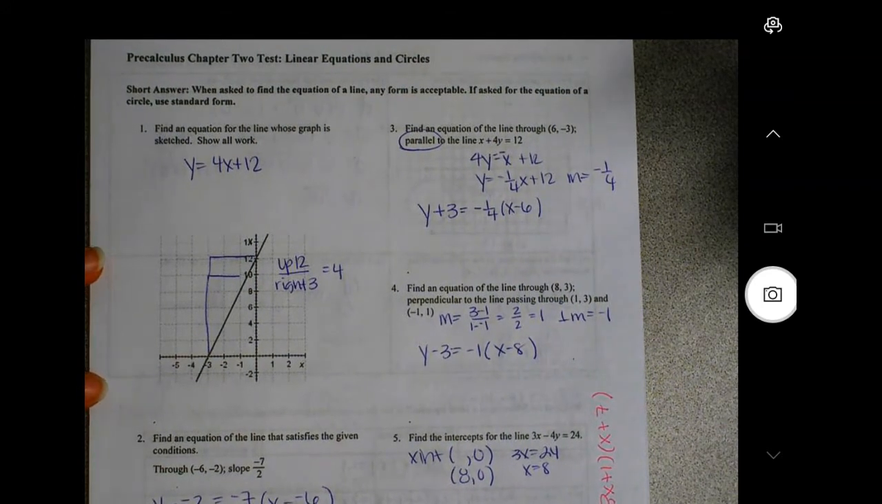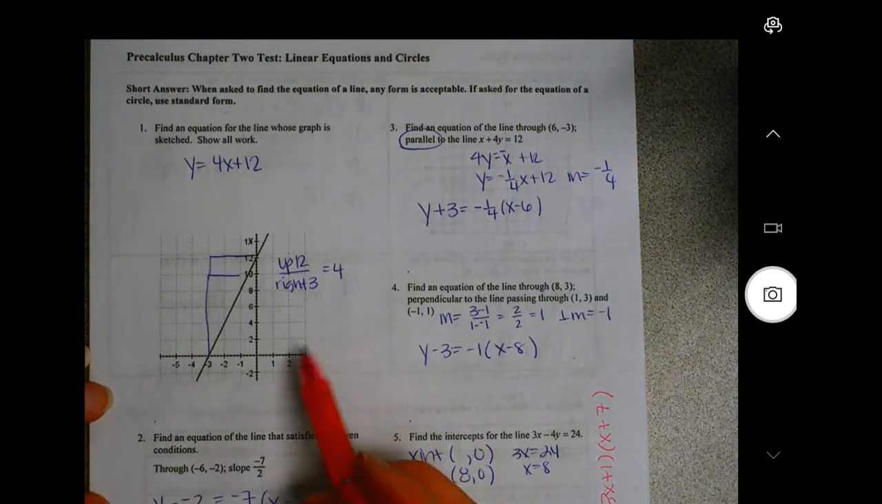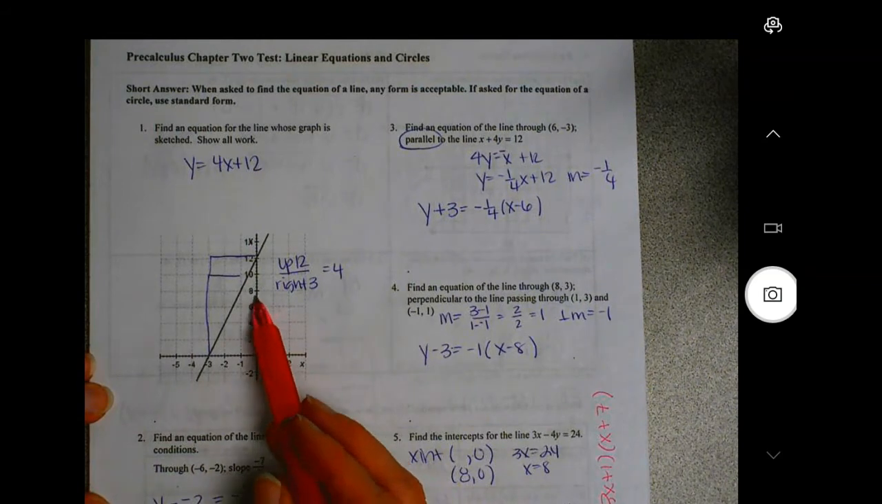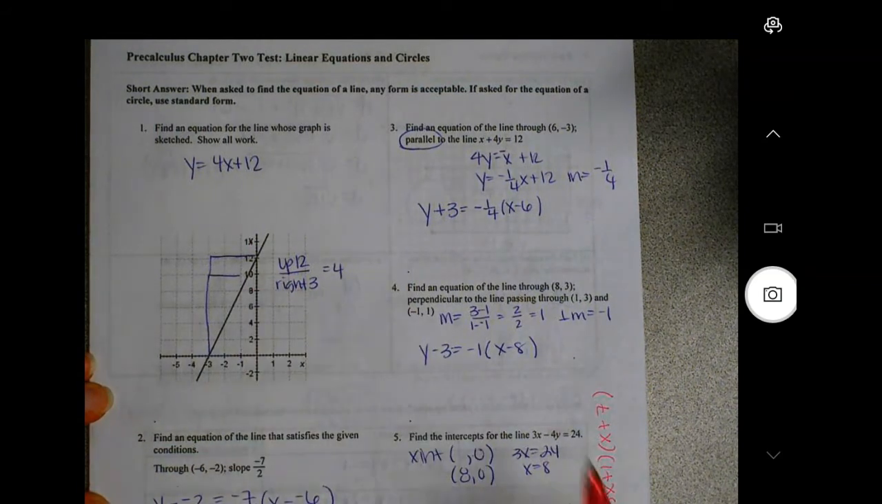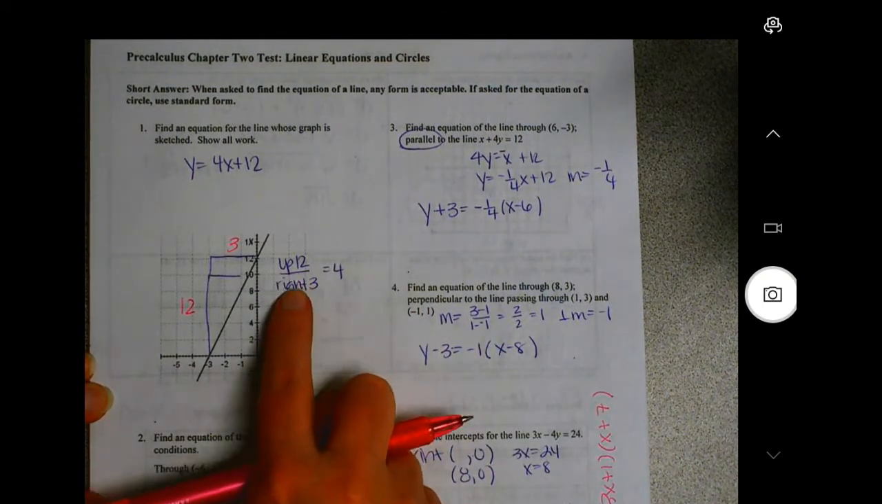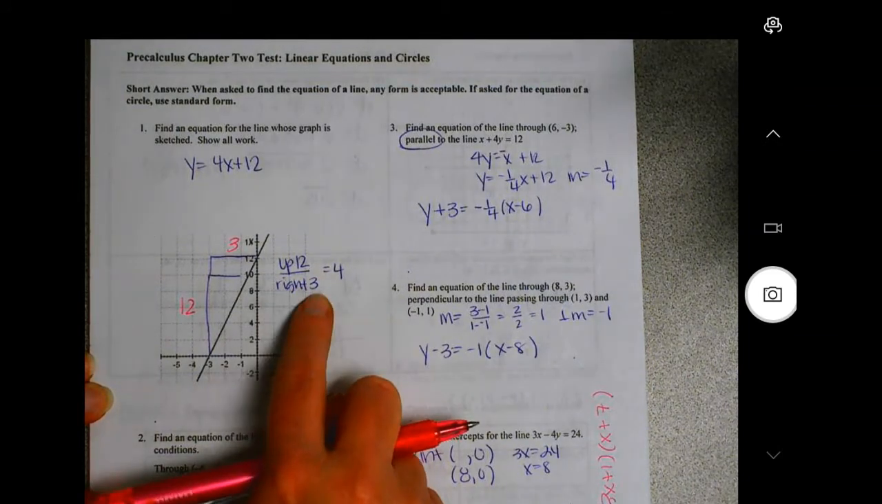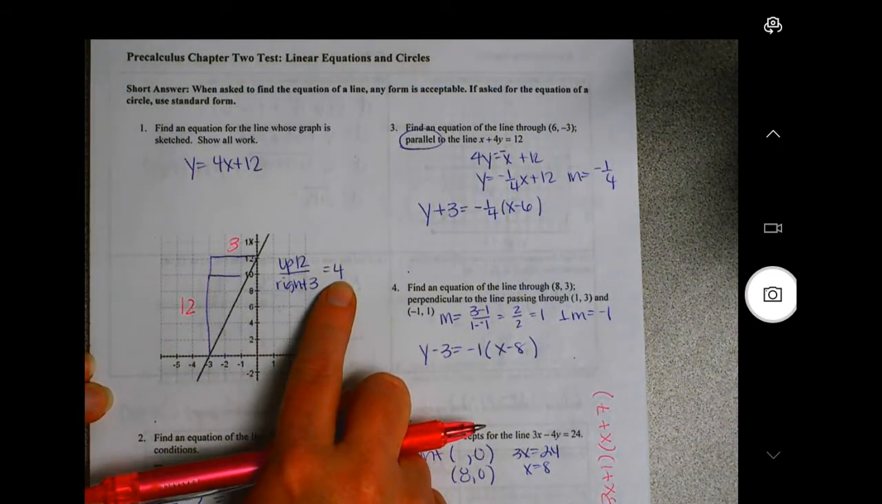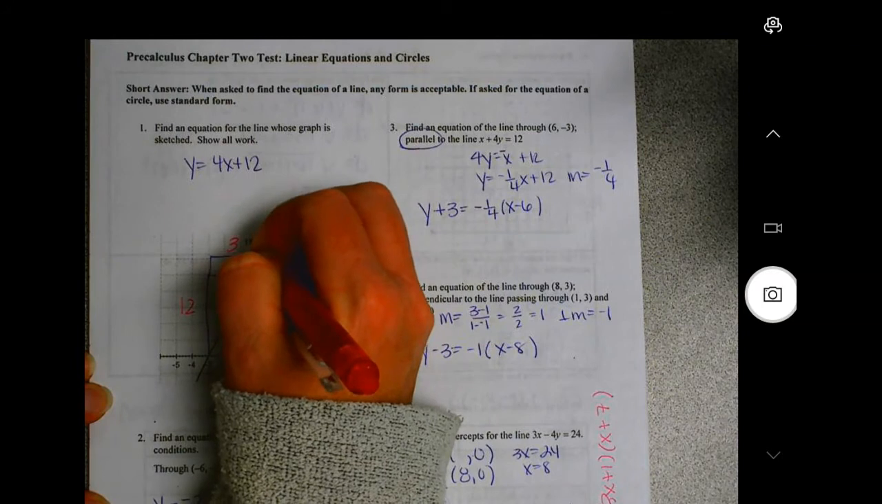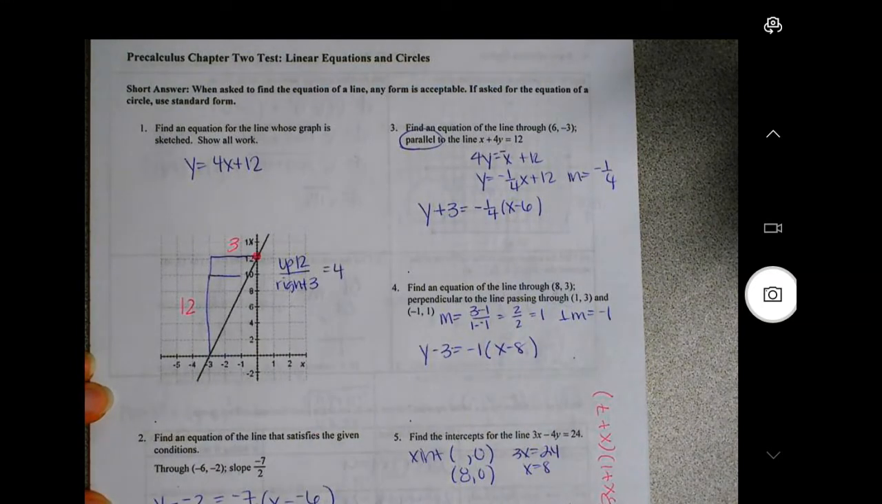So the first one, I know, you know what it was, students didn't notice it went 2, 4, 6, 8, 10, 12. So this one went up 12 and over 3. So it went up 12 and right 3. That's 12 over 3. That's 4. A lot of you put in 12 as your y-intercept, and that was good.